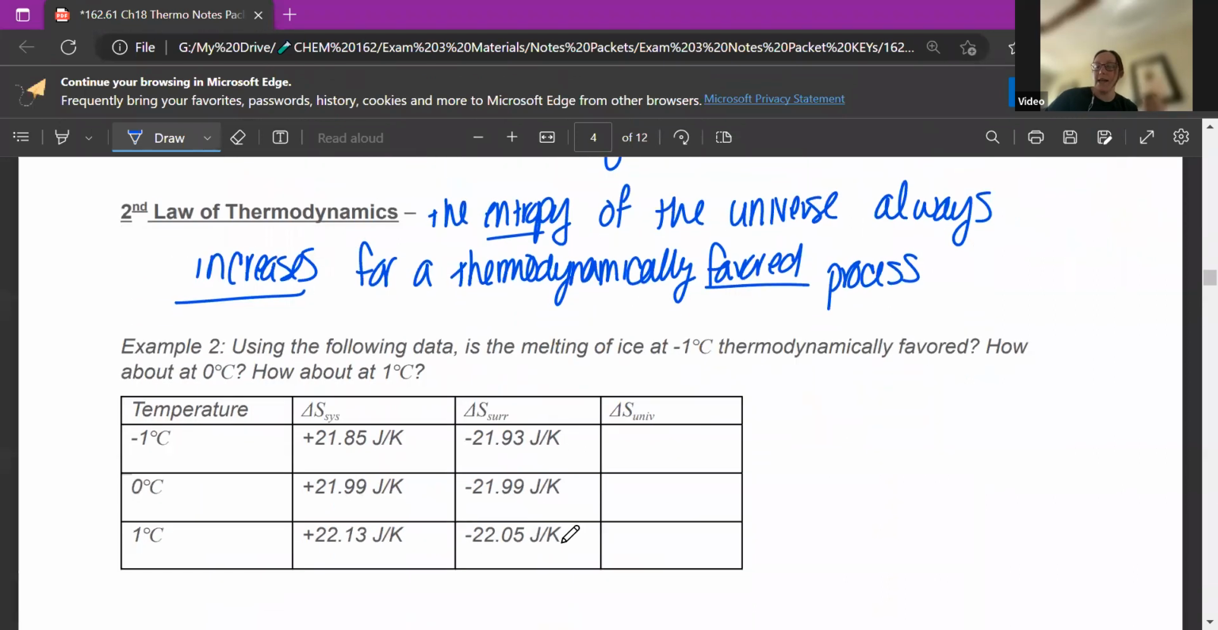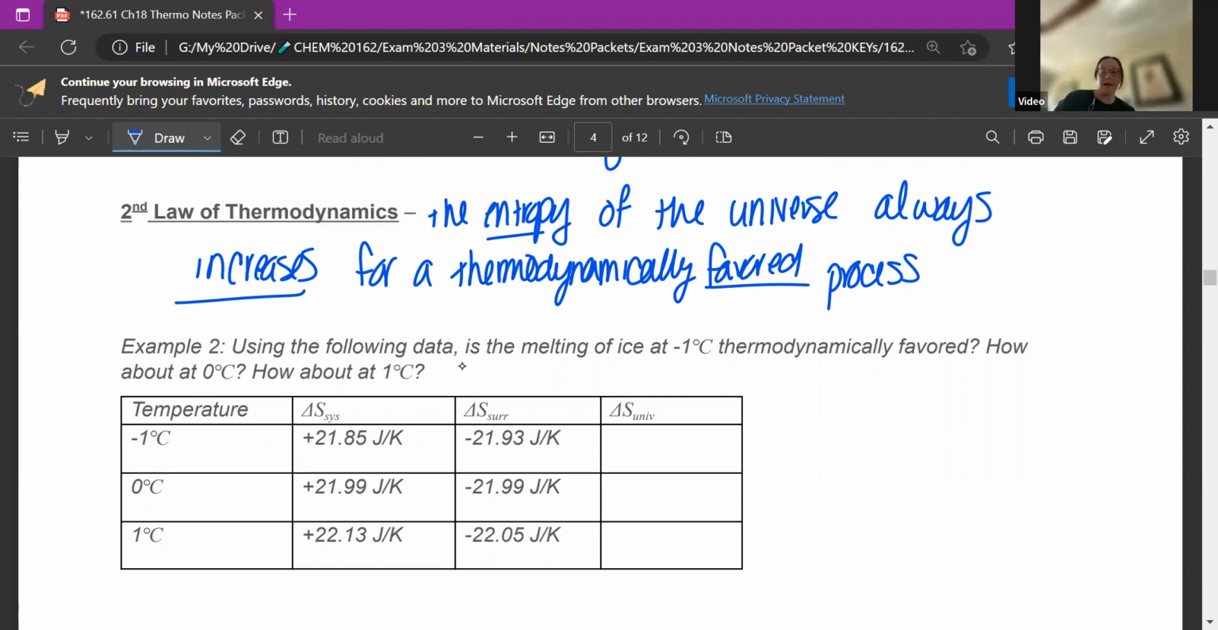Okay, so I'm going to look at example number 2 here. Use the following data. Is the melting of ice at -1 degree Celsius thermodynamically favored? How about at 0 degrees, and how about at 1 degree Celsius? Now, you should be able to answer this question without actually doing any of the math. Right, at -1, things should freeze. At 0, we're at equilibrium, and at +1, things should melt.